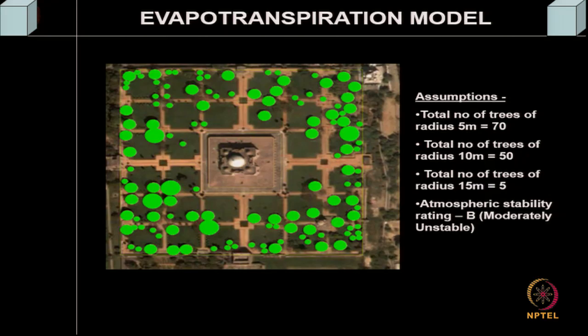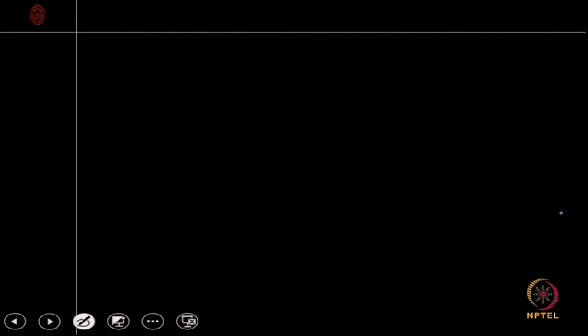So, one would see that the total number of trees of 5-meter radius were 70, trees of 10-meter radius were 50, and 15-meter were 5, and this is required to calculate sigma. A and B, moderately unstable atmospheric stability, is defined in the same Gaussian model itself. So, sigma y, sigma x are calculated based on this. So, let me go back now.